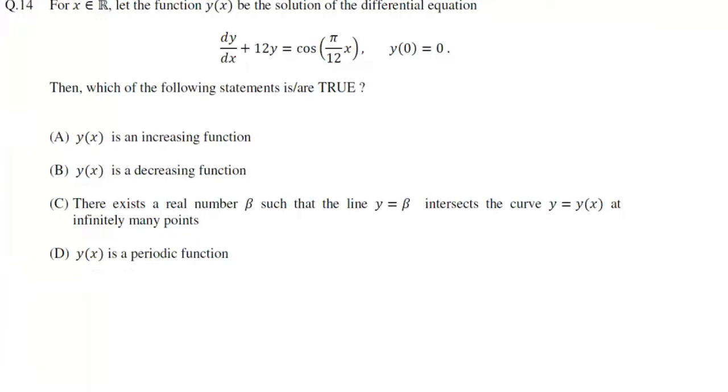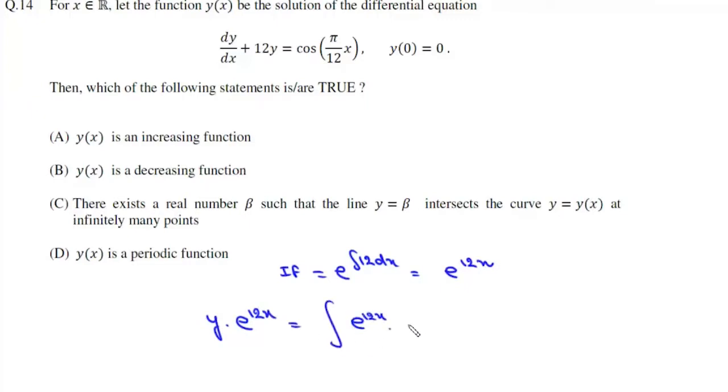Now in question number 14, we are given a linear differential equation, from which we can find this function y(x). In this, the integrating factor will be e to the power integral of 12 dx, which is e to the power of 12x. So we can write this as y into e to the power 12x equals the integral of e to the power of 12x into cos(pi by 12 x) dx.